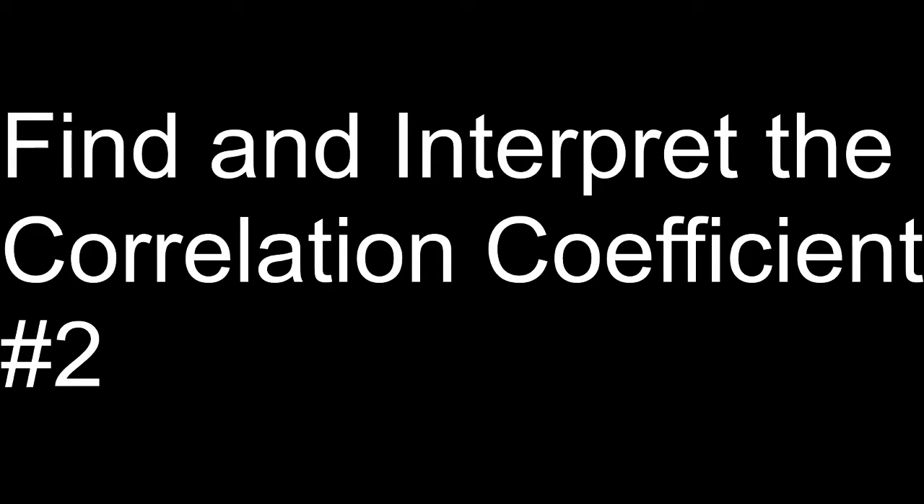This video is on the objective find and interpret the correlation coefficient. This is the second video on this objective. Hopefully you've seen the first one. It's pretty long. There was a lot in there where I went over some instruction, and what we're doing here is determining if the correlation coefficient, the value of this r, is significant or not. We're running basically a hypothesis test.